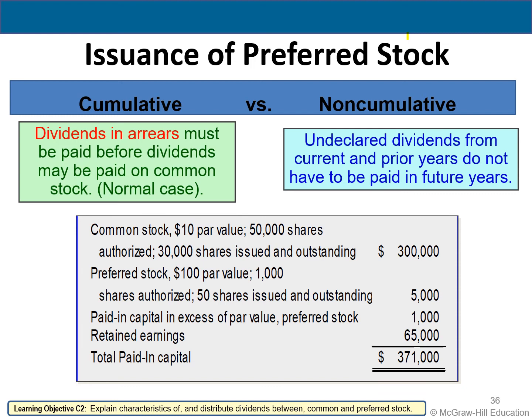Non-cumulative preferred stock offers no right to prior unpaid dividends if they weren't declared in those periods.